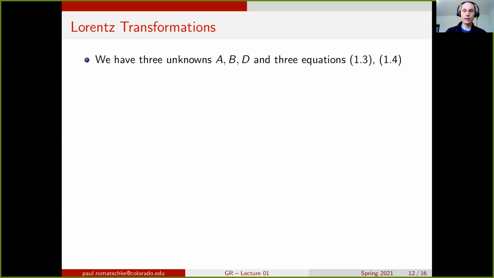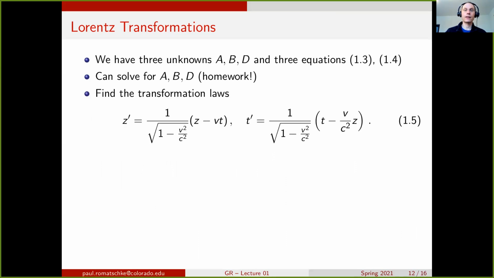So then we have three unknowns, a, b, and d, and we have three equations, 1.3 and 1.4. We can solve for these three unknowns from the three equations, and that will be one of the homework problems. We find that the corresponding transformation laws take a surprisingly complicated form. There are square roots appearing and things like that, but it nevertheless is a linear relation between the primed and the unprimed coordinates, even though it's not linear in the velocity.